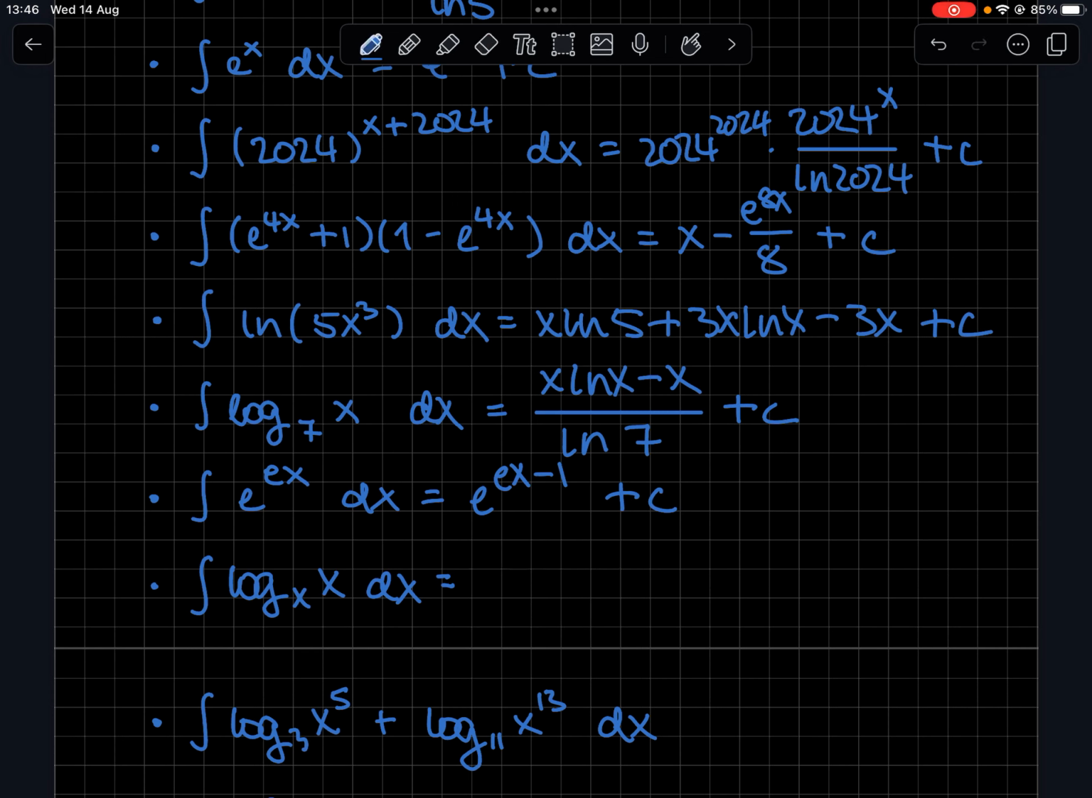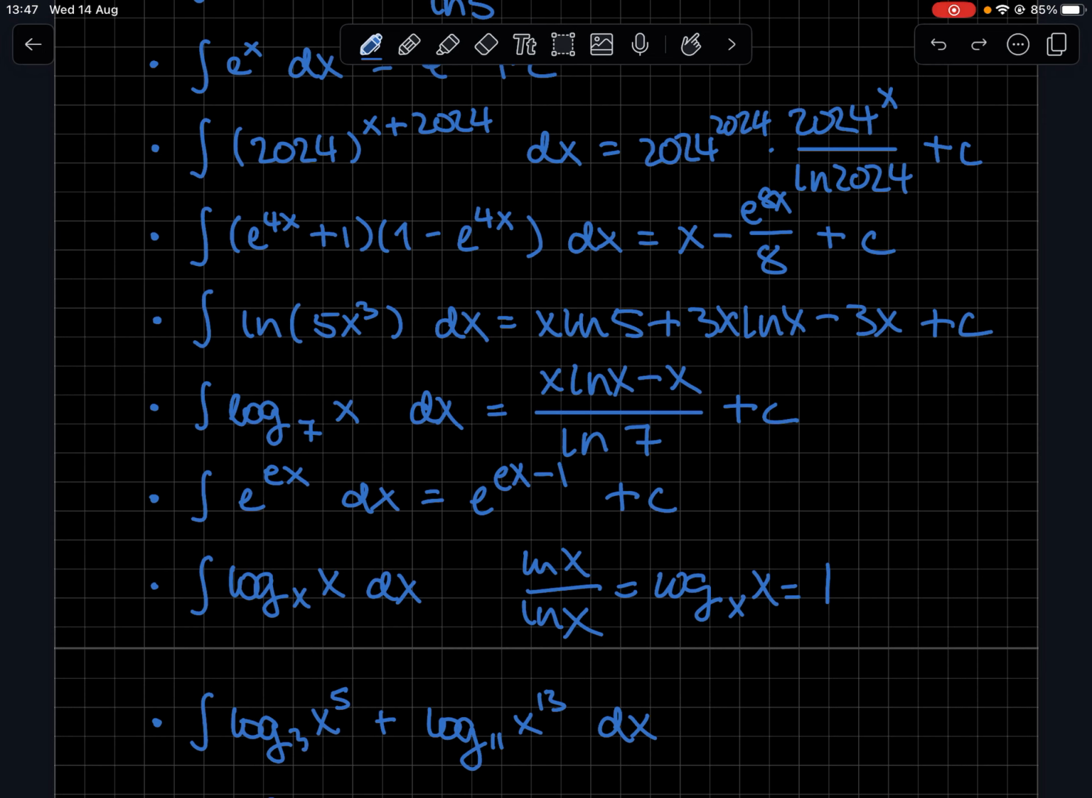We can't do that. What we did before was rewrite it as the ln of this divided by the ln of the base. So log base x of x is ln x over ln x. And you might say, well, isn't that just 1? Yes, it is, because this is the exact same as the denominator.